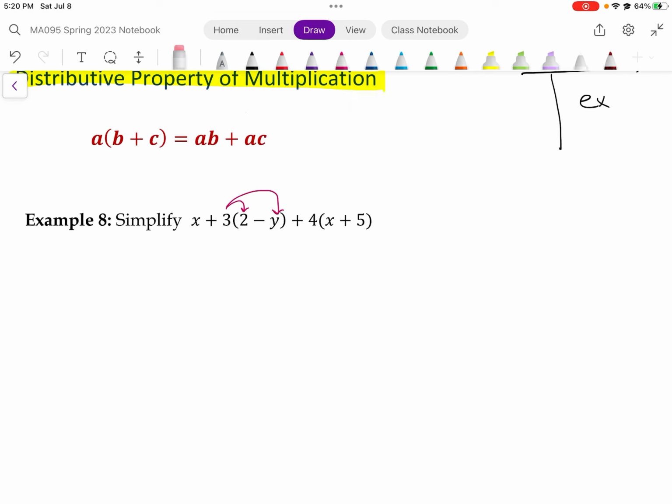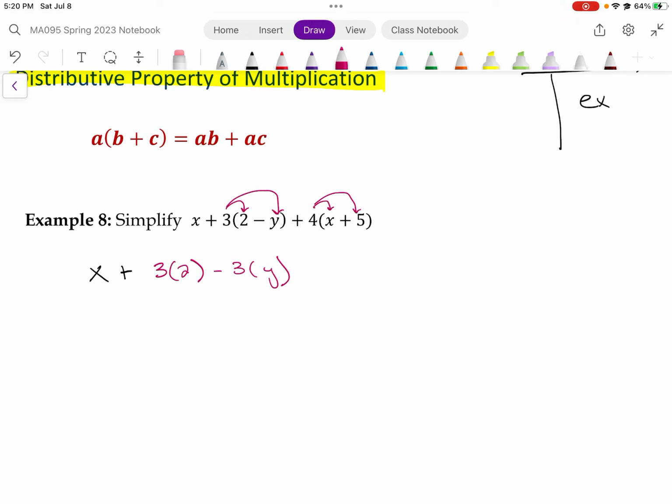Erase some of this. And we have the 4 distributing across this. Okay, so let's write this down. So we've got the x, and then we've got plus, and now I'm not always going to do this, but I'm going to do it this time. 3 times 2 minus 3 times y. You could also say plus 3 times negative y if you'd like.